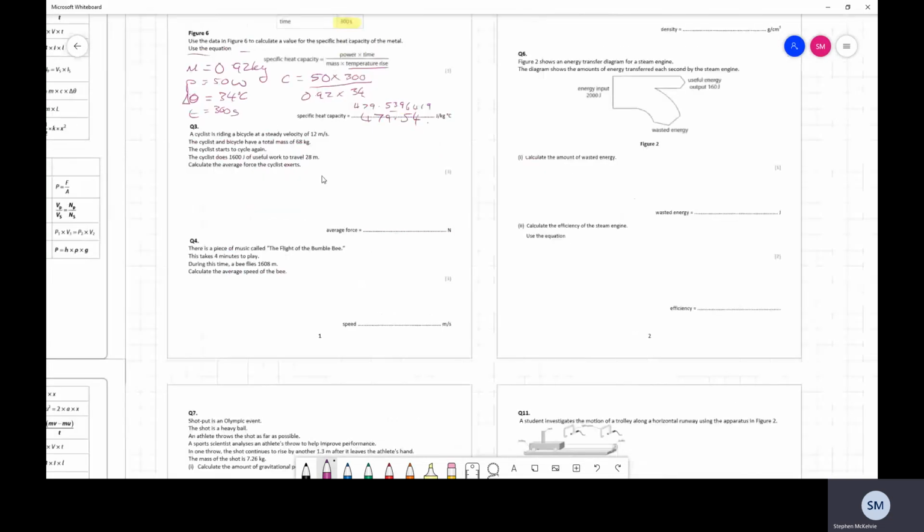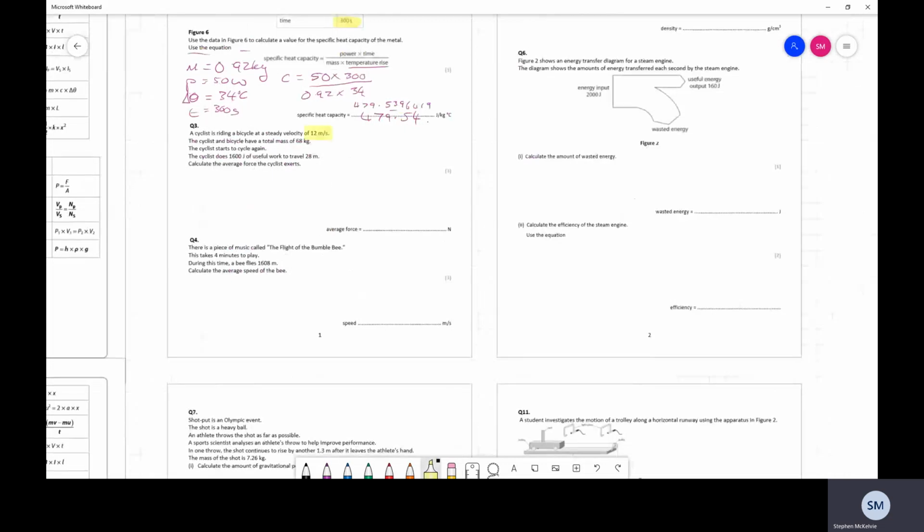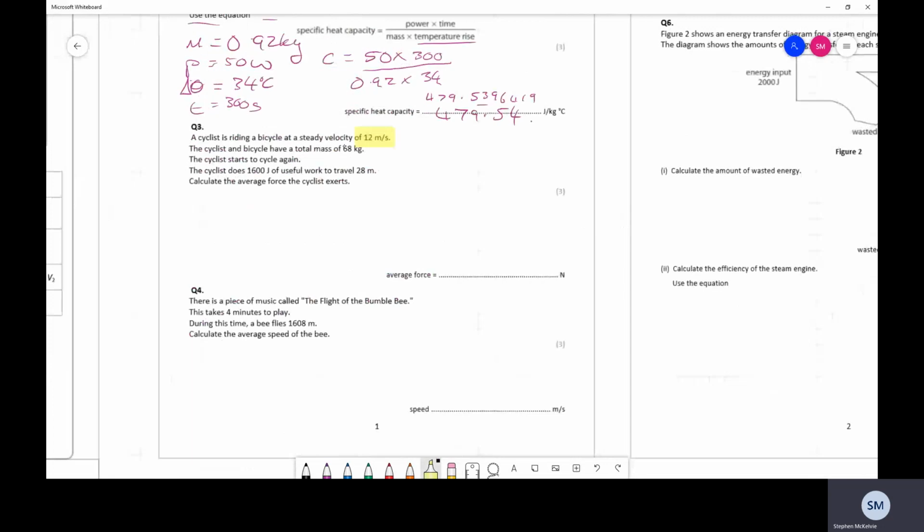All right, so we've got another question here. Let's have a look at what we got. A cyclist is riding a bike at a steady velocity of 12 meters per second. The cyclist and bicycle have a total mass of 68 kilograms. Mass is 68 kilograms. The cyclist starts to cycle again. The cyclist does 1,600 joules of useful work to travel 28 meters. Calculate the average force the cyclist exerts.